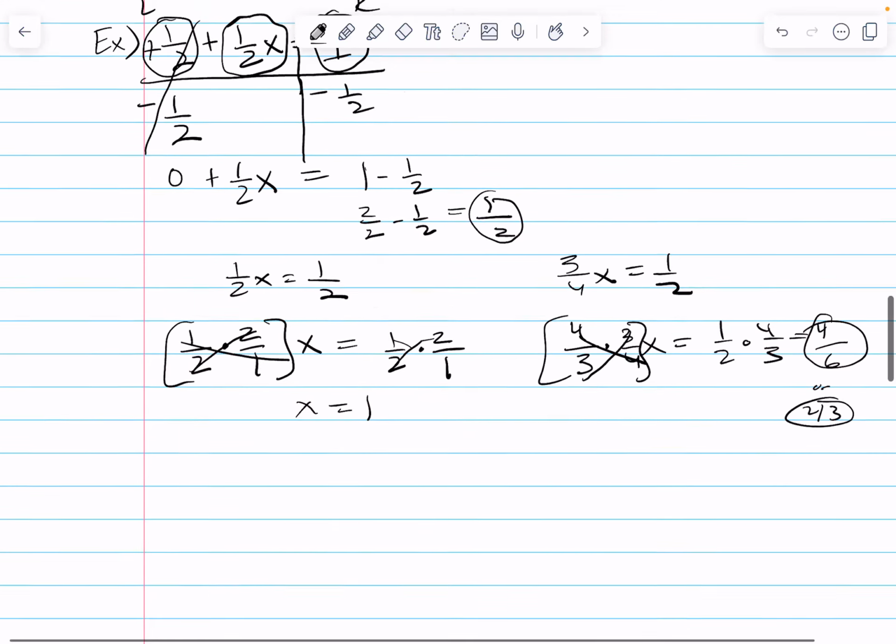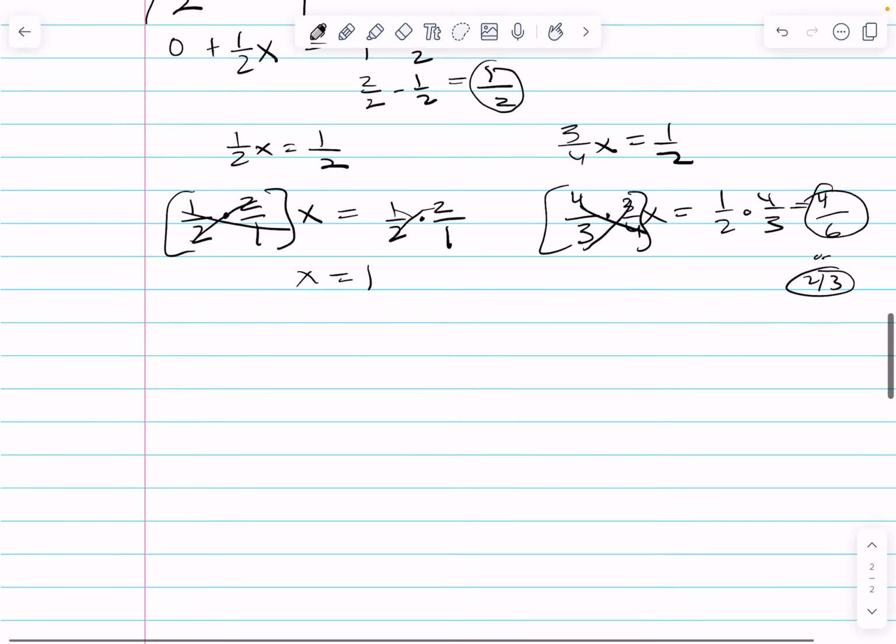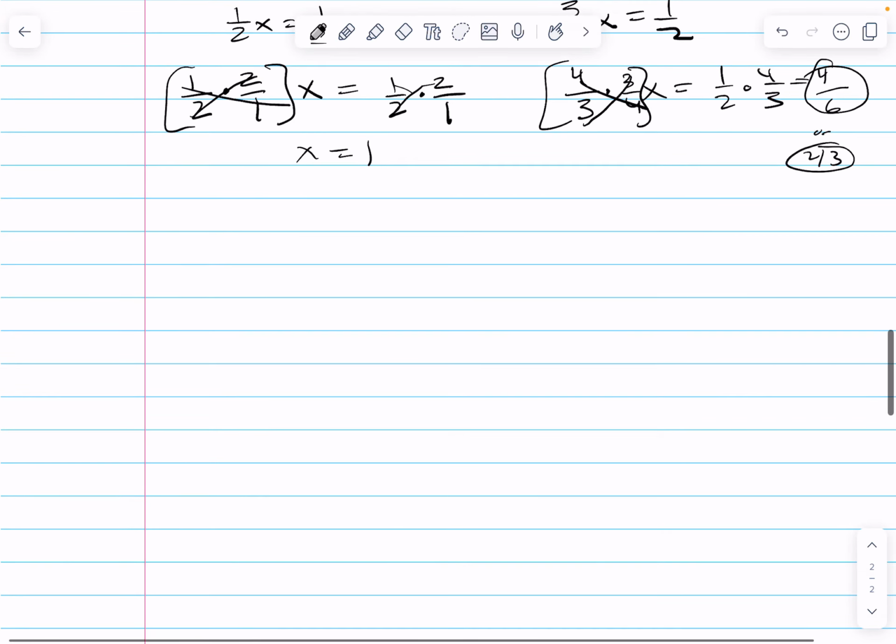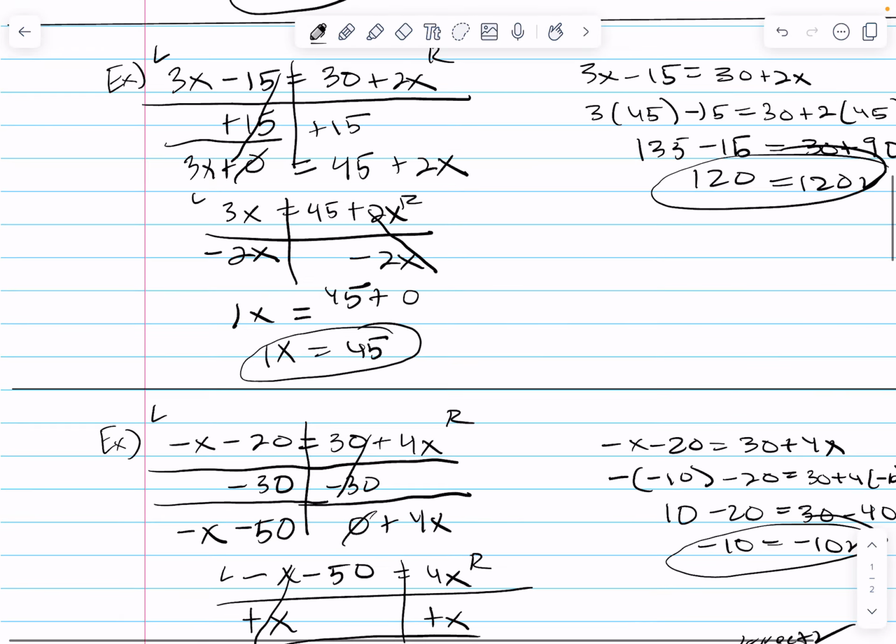That's just how you do it with fractions. And now we're going to take it one step further. This is going to be the last example. We're going to do it with variables on both sides. So to just add on to what we did here.